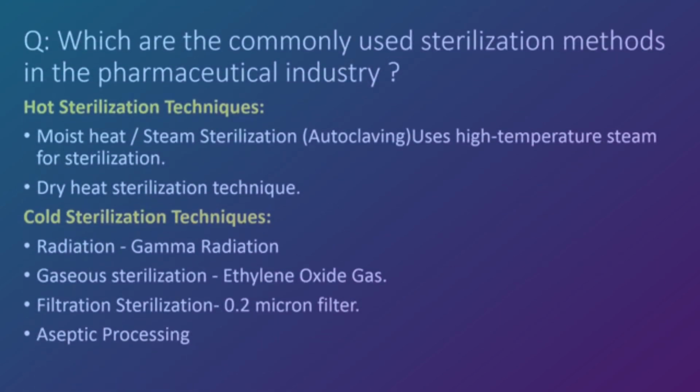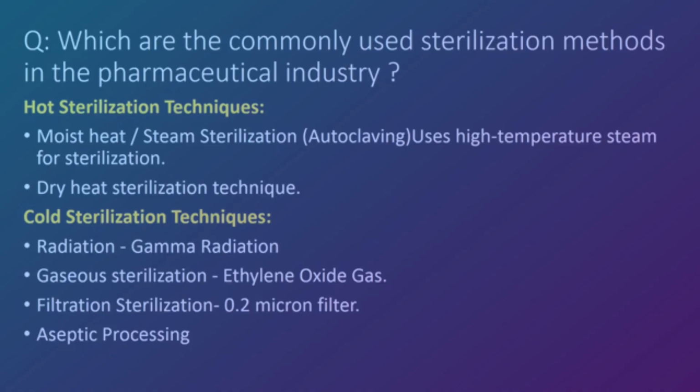Which are the commonly used sterilization methods in the pharmaceutical industry? For easy understanding, we will divide the sterilization methods into two categories. First, hot sterilization technique, and second, cold sterilization technique. First, we will see hot sterilization technique. In this technique, we raise the temperature to higher degrees. We can achieve hot sterilization with two methods. First, moist heat or steam sterilization technique, and second is dry heat sterilization technique.